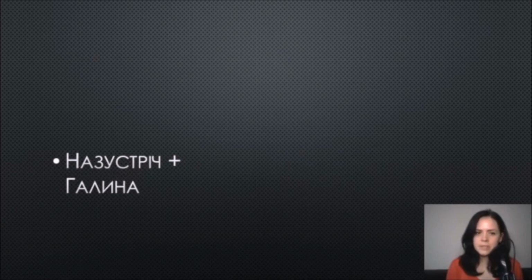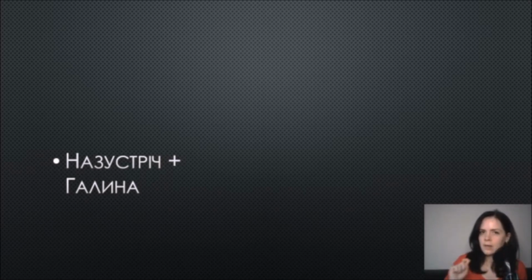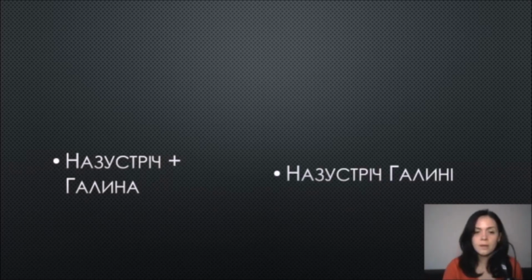Next. Назустріч, another preposition. Назустріч means towards, okay? So, for instance, назустріч and Галина. To say towards Галина, we will say what? Назустріч Галині. Галина in nominative became Галині in dative. Назустріч Галині, towards Галина.